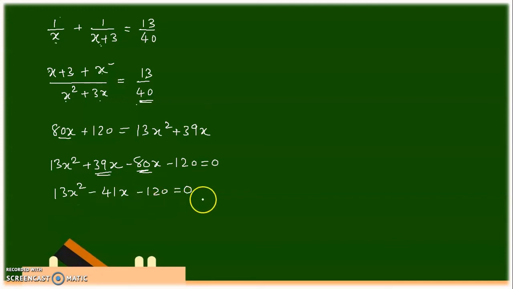Now here if you want to solve this equation, we will use the quadratic formula. So here a, that is the coefficient of x square, is 13. b, that is the coefficient of x, is minus 41. And c, that is the constant term, is equal to minus 120.